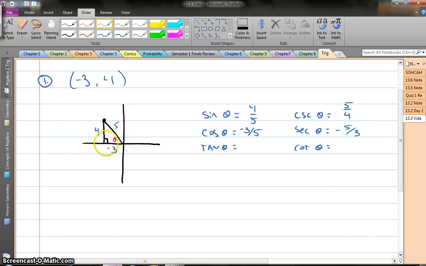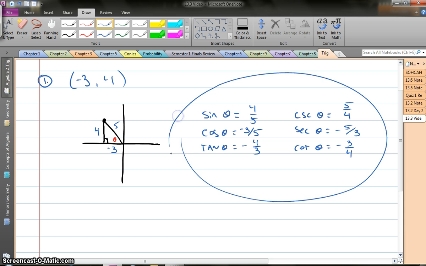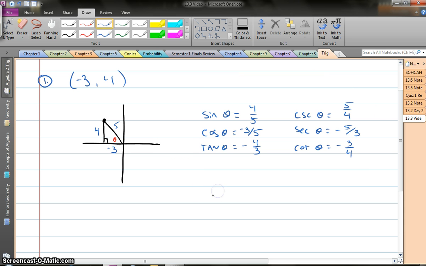Tangent is opposite over adjacent, so -4/3. And then the cotangent is the reciprocal of that, so -3/4. Now, with any one of these ratios, we could find what theta was. We just go second sine, 4 over 5. Second cosine, -3 over 5. So on and so forth. So we set up all 6 trigs for that coterminal angle of that coordinate.